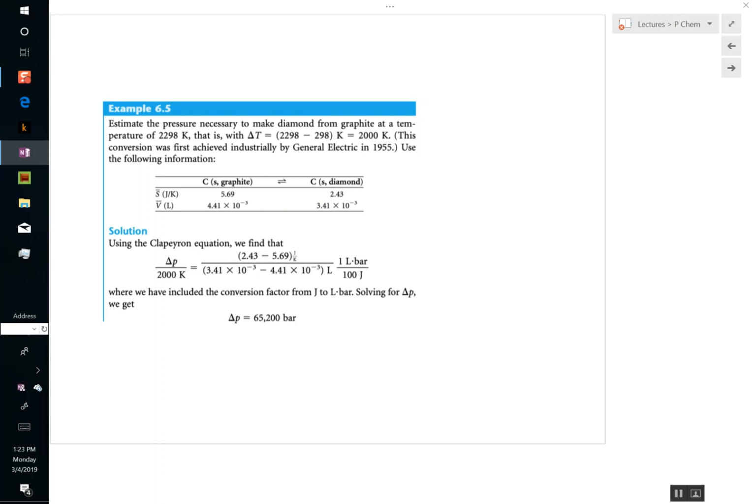But you could just go through this calculation. Again, you're calculating delta P, and it takes 65,000 bars. The author goes on to say that General Electric, in 1957 or some year around then, actually got going with an industrial process to convert graphite into diamonds. And so they were industrially generating these kinds of pressures.